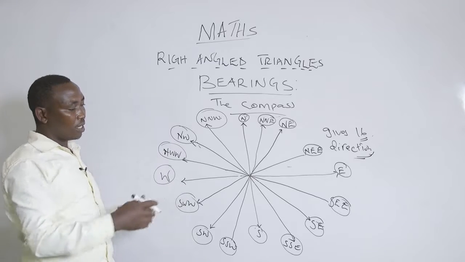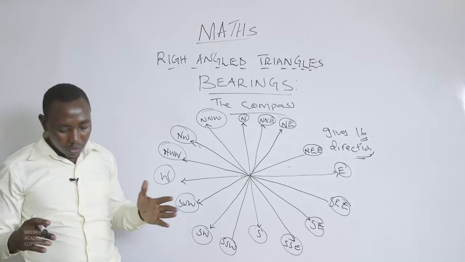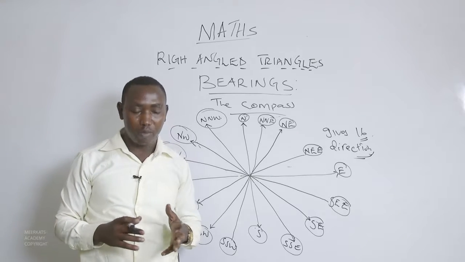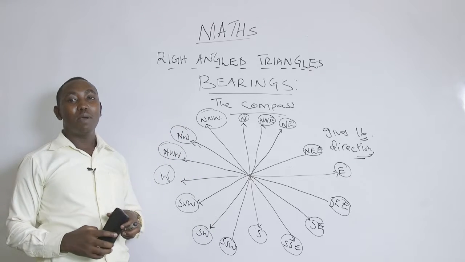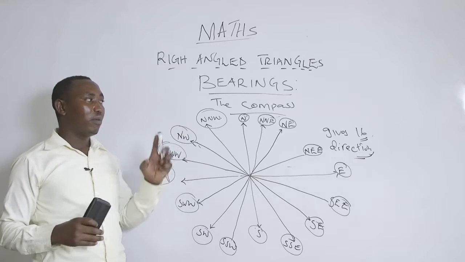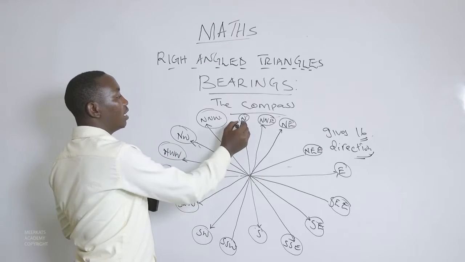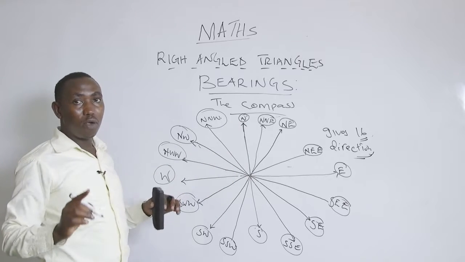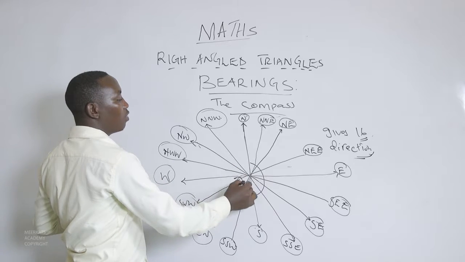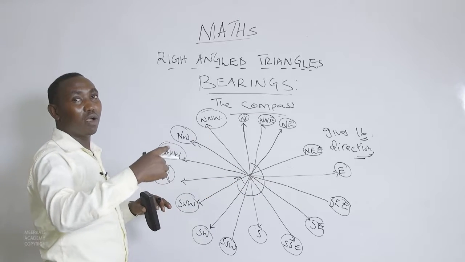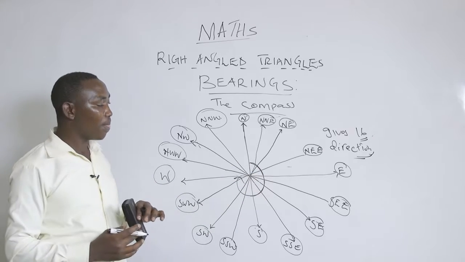And the 16 are the ones which we are going to be looking at and make good use of. Now, angles are normally measured clockwise from the North Pole. So in this case, this is the North Pole. Any angle you have to measure, you have to measure it clockwise. Clockwise means you are moving in the clock direction. So all angles are measured in that particular form.